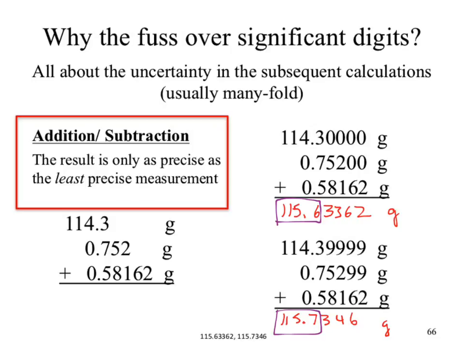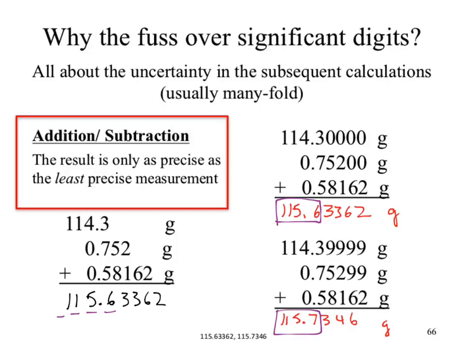So we take our numbers, what do we do? Step one, take the numbers and add them up. It reports out a number. What is that number it gave us? 115.63362. Of those numbers, how many can we keep as significant digits? This follows our addition subtraction rule. We can only report to the least precise place, that is the tenths place.